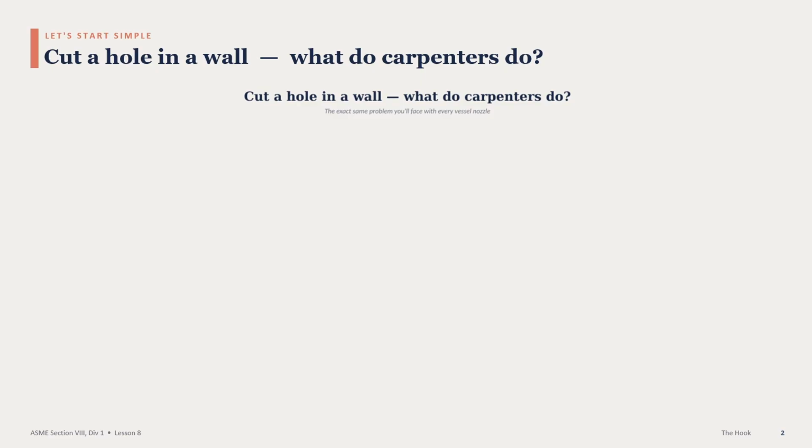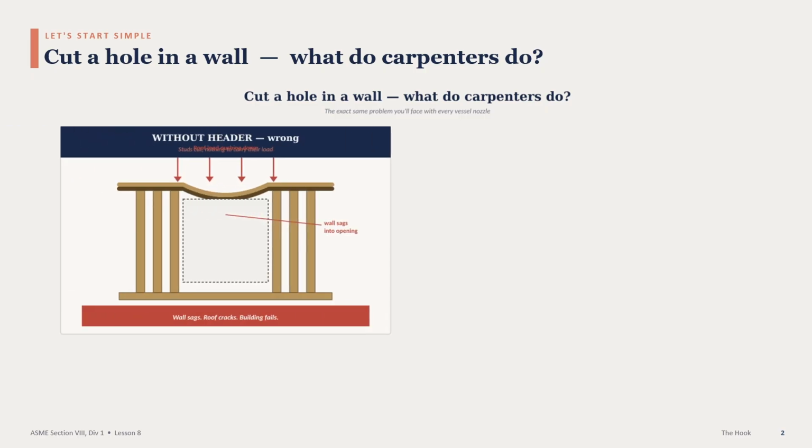Before we open the code, let me tell you about a problem that framing carpenters solve every single day. This is a stud wall, regular wood frame construction. It starts every 16 inches. Top plate above them, bottom plate below. The studs carry the load from the roof down to the foundation. Now, suppose you want to put a window there. You have to cut out 3 or 4 studs to make room for the opening.